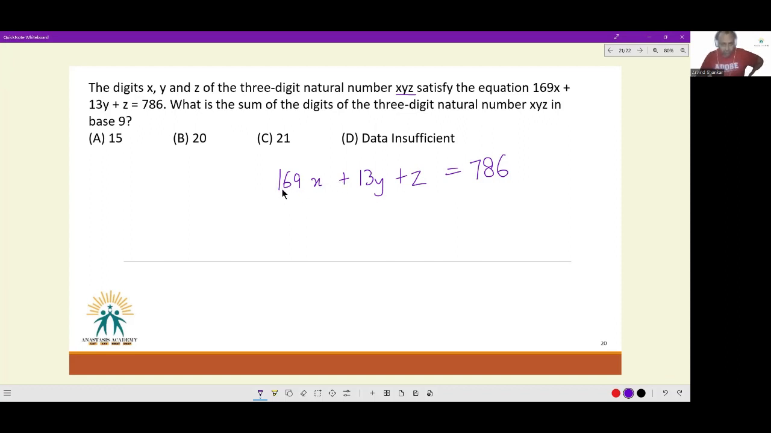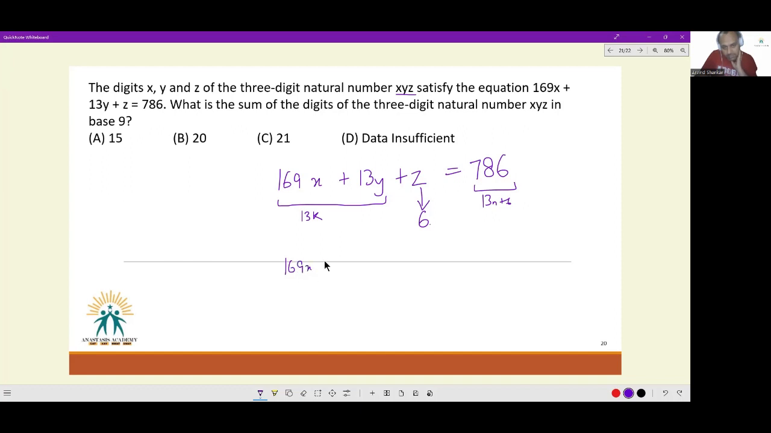Now see, 169x, this is divisible. 169 is divisible by 13. 13y is, of course, divisible by 13. So, this portion here is divisible by 13. This portion here upon division by 13 leaves a remainder of 6, which would mean z has to be a number that upon division by 13 leaves a remainder of 6. It is also a digit in a natural number. So, z can only assume a value of 6. Z has to necessarily be 6, which makes our life easier and reduces our work further.